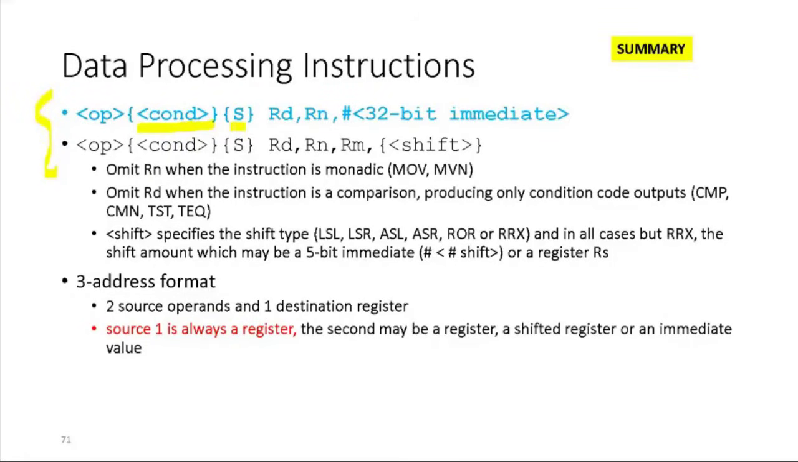And I told you about the S suffix. S is used to update the flag register. When you use the arithmetic instructions and suffix an S in the instruction, it will update the flag register. Otherwise, it won't. So that is what is given here. Source 1 is always the register.